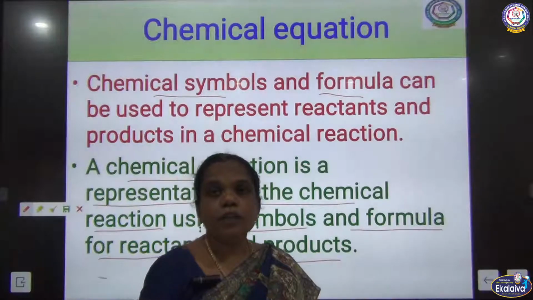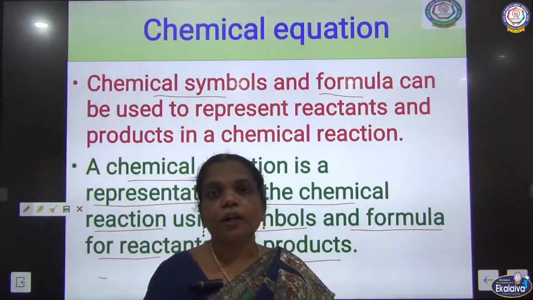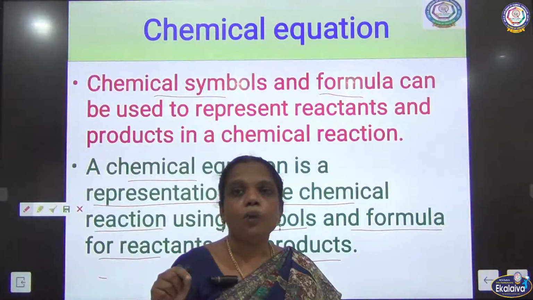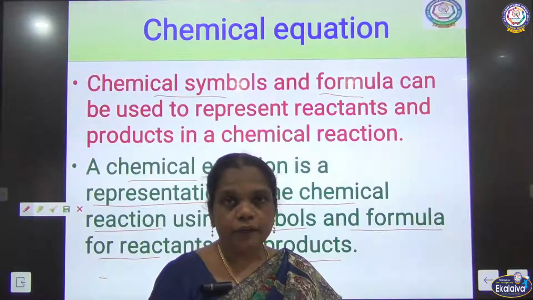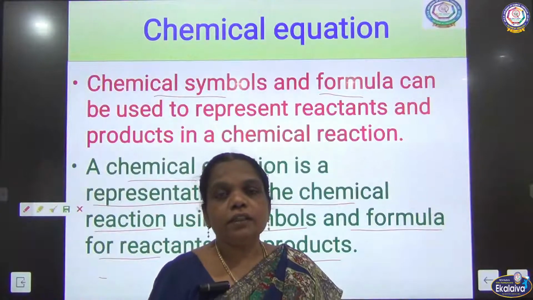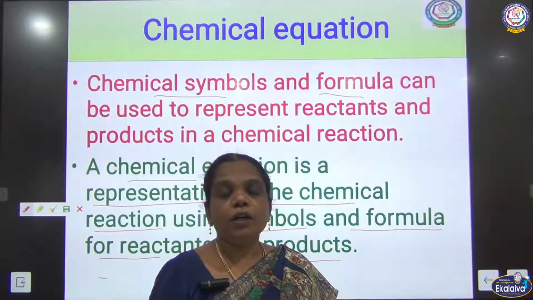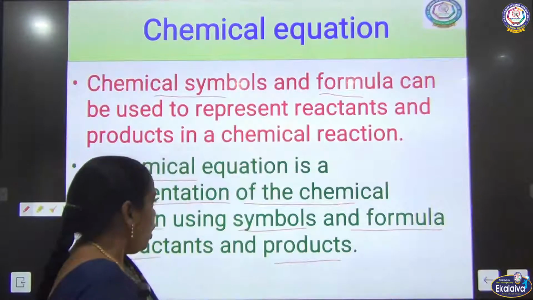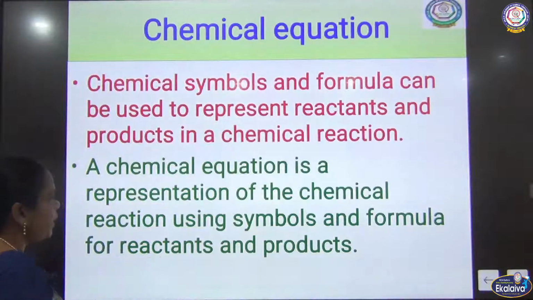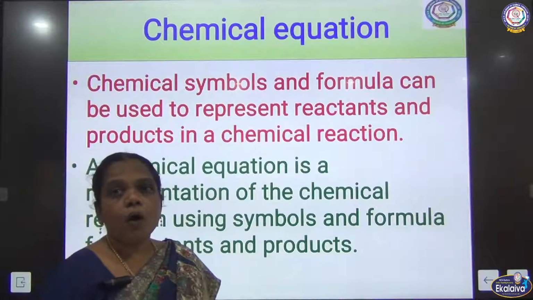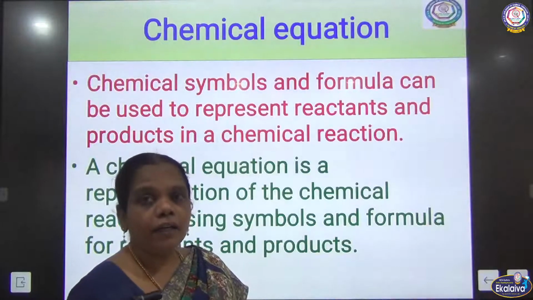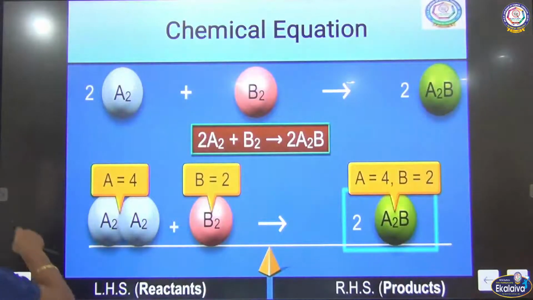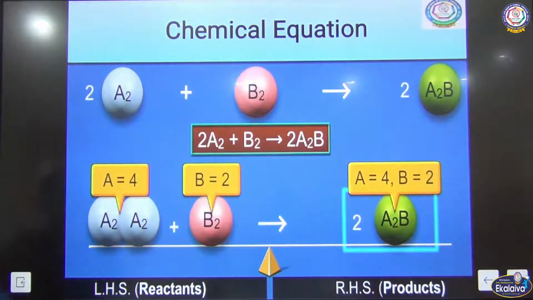So there are two things in a chemical equation. One is the reactant, the substance, element or compound involved initially. After the change, new substances are formed. The new substances are called what? Product. Now how can we represent the reactant and the product in a chemical equation? This is one representation of a chemical equation.